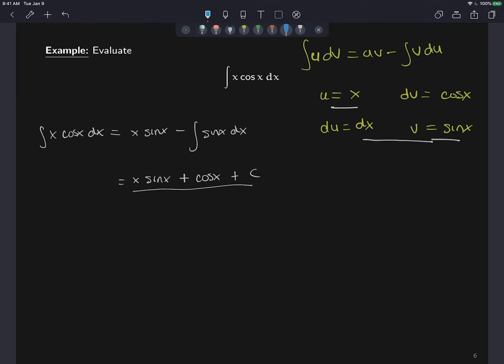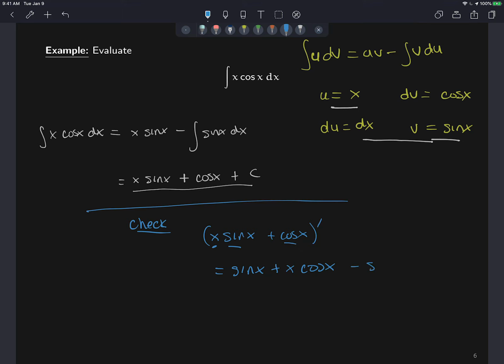So if I check, I'll be finding the derivative of x sine of x plus cosine x. I need the constant, and I have a product rule here. The derivative of x is 1 times sine of x, plus x times the derivative of sine, which is cosine, so x cosine x. And now the derivative of cosine is negative sine of x. So these terms cancel, and I get x cosine x as I wanted.